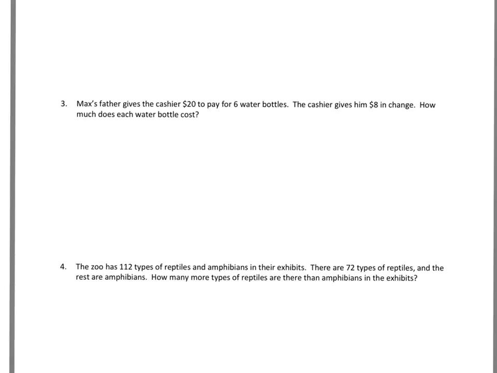So we got quite a bit of work to do here to figure this out. And the first thing I want to do is try to draw a tape diagram. So his father gave $20. And he had to pay for 6 water bottles, and the cashier gave him 8 back. So if I draw in another tape to show the $8 he got back, this part right here is going to show how much the 6 water bottles cost, because the 8 is what he got back out of the 20 he gave. So whatever he didn't get back, that's how much money those water bottles cost.